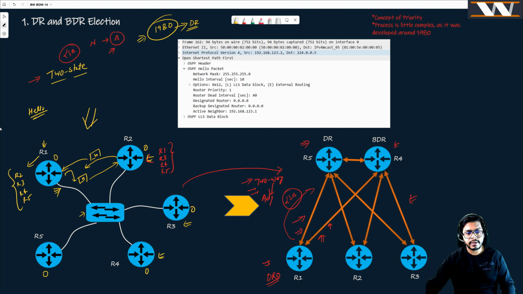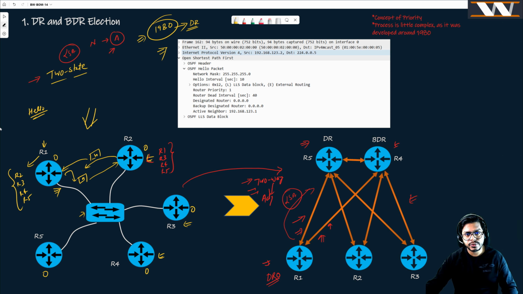But to give you an idea of how a hello packet looks, you have all seen this packet in actual Wireshark, maybe 3 or 4 lectures back. So I think you remember that. If you do not, then it is perfectly fine. The sole agenda is that we have to identify a designated router, which is DR, and a backup designated router, which is BDR. It is as simple as that.